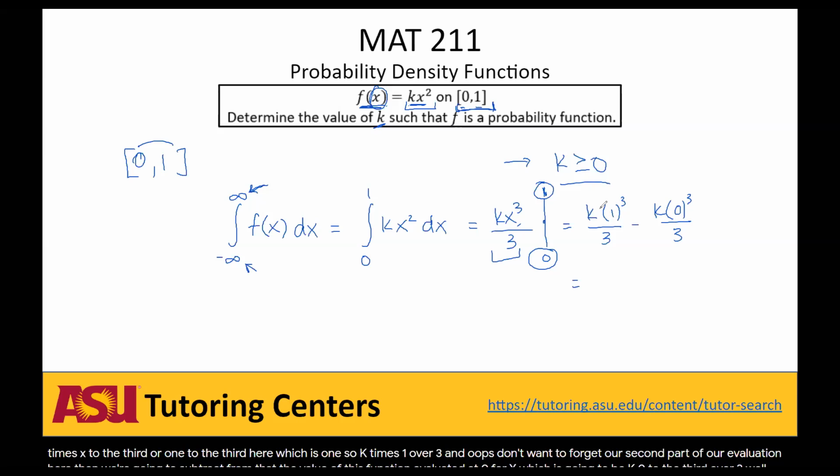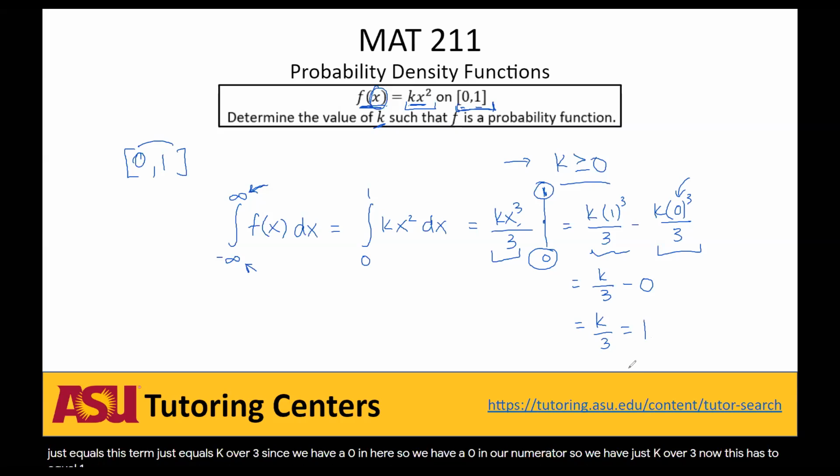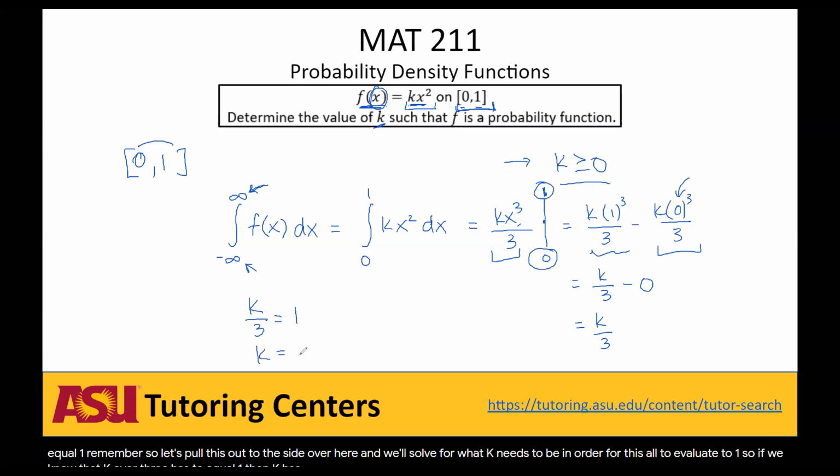Well, this term just equals k over 3 minus 0, since we have a 0 in our numerator. So we have just k over 3. Now this has to equal 1, remember. So let's pull this out to the side over here and we'll solve for what k needs to be in order for this all to evaluate to 1. If we know that k over 3 has to equal 1, then k has to equal 3.